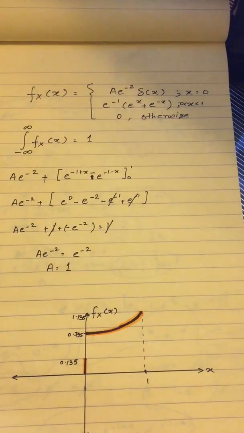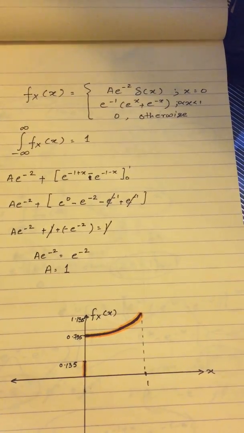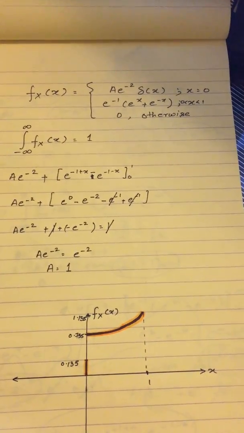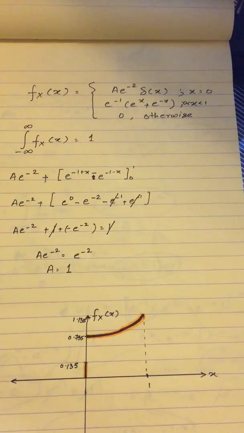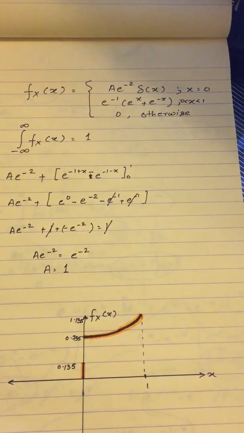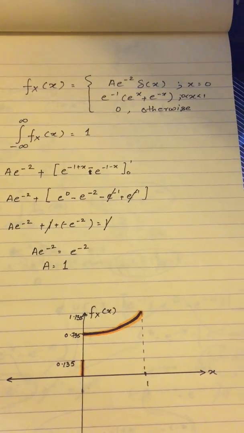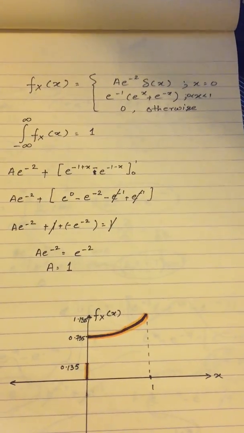When x is equal to 0, it is a times e to the power minus 2 times delta of x, that's the impulse function. When x is between 0 and 1, 0 not included, 1 not included, it's e to the power minus 1 times (e to the power x plus e to the power minus x). And in all the other regions it's 0.